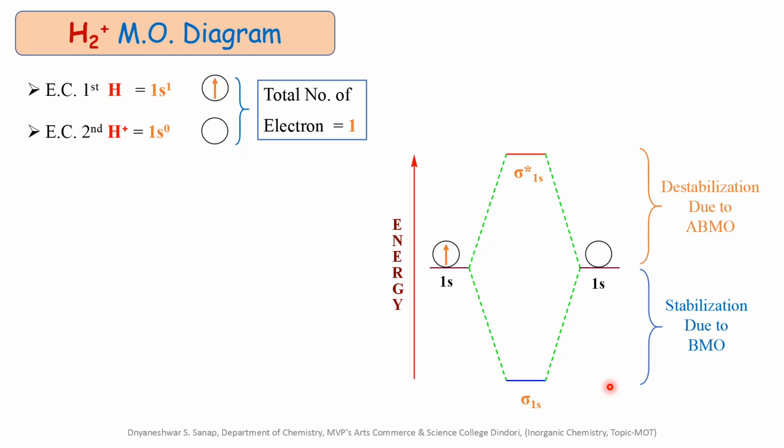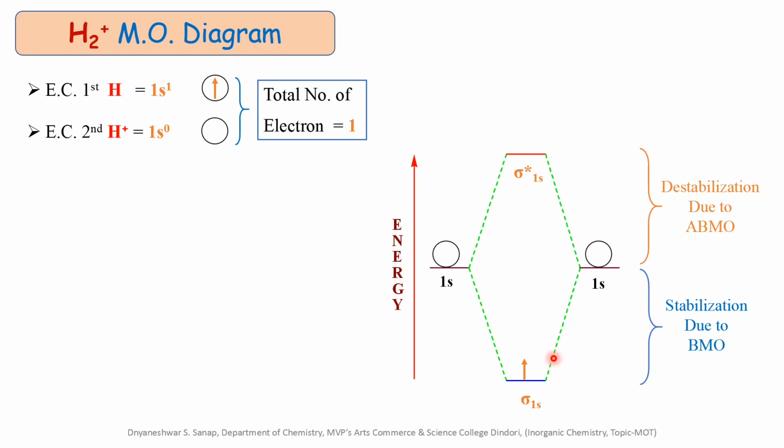The next point is filling of electrons in molecular orbitals. According to the above principle, the filling of electrons goes from lower energy toward higher energy. In the H2 plus molecule, there is only one electron involved in the bond formation, and that's why this one electron goes to the lower energy bonding molecular orbital, and there is no second electron to put in the bonding or antibonding molecular orbital.